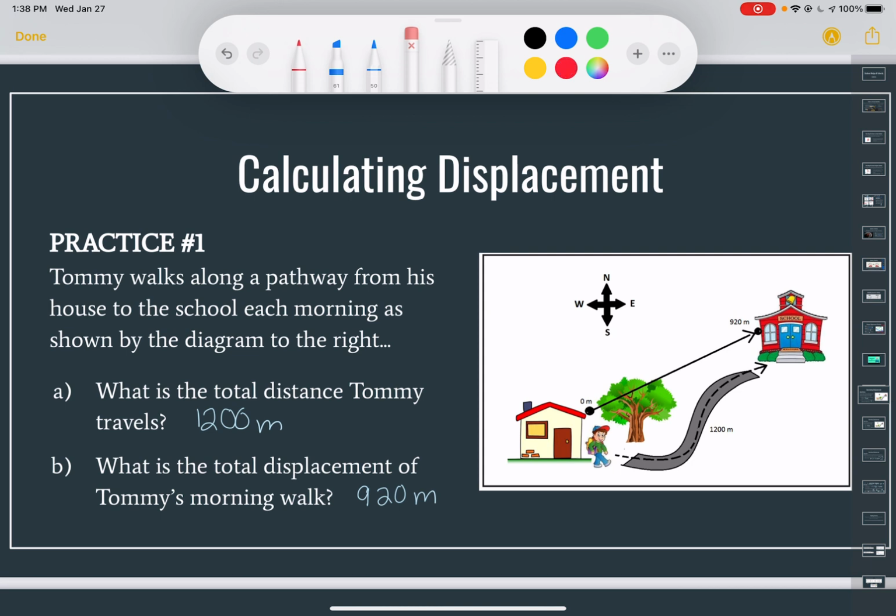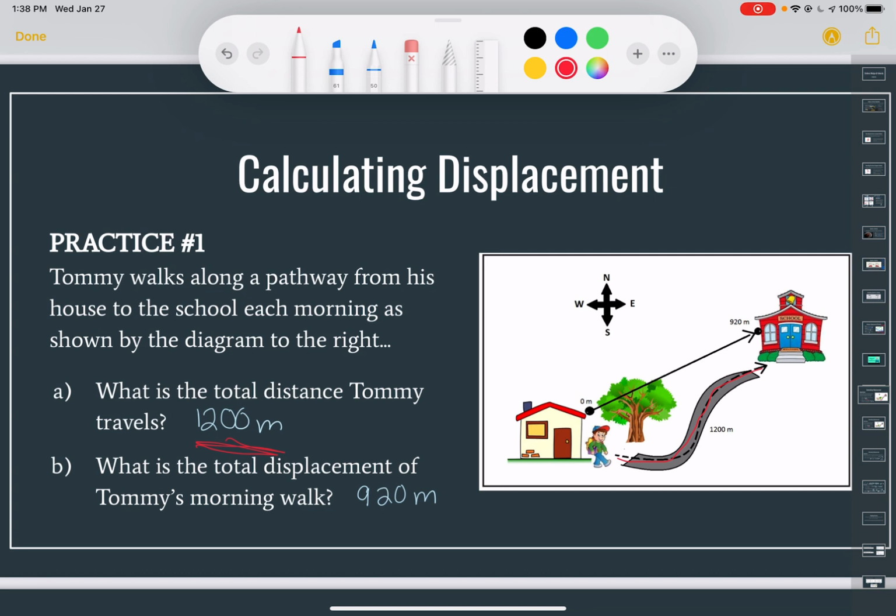It says Tommy walks along the pathway from his house to school each morning as shown by the diagram to the right. What is the total distance Tommy travels? So when we're talking about distance, we are talking about literally how far does he travel? How many meters does his feet take him? And the answer is, if he's going along this pathway, it would be 1,200 meters. And that's what I wrote right here.